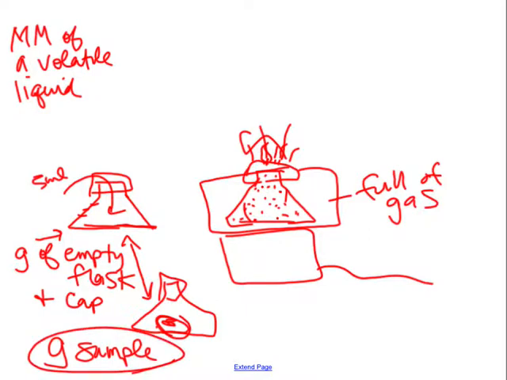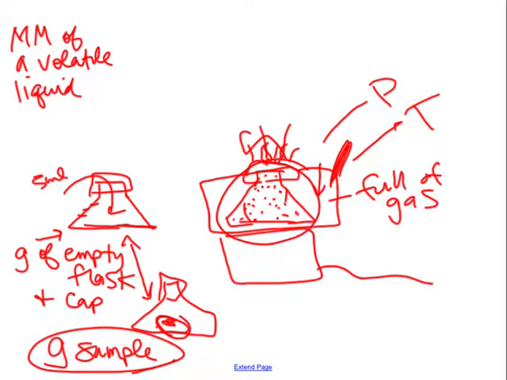The lab instructs you to, at the very point you remove it, read the barometer and get the pressure. This is in a water bath, I believe, and there's a thermometer. You're also at the point of removal going to read the temperature. So you've got pressure, you've got temperature, you've got grams. How about the volume of the flask?